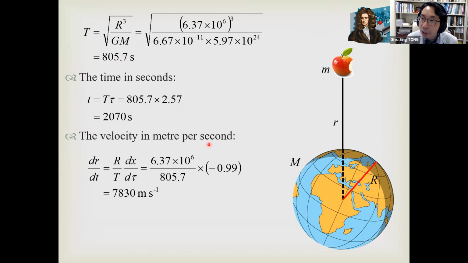And also, how about the velocity? I know that the dimensionless velocity dx/dtau is related to the real velocity dr/dt. What I mean by real velocity is the velocity expressed in SI units, meter per second, okay? And they are related to each other by a constant R over T. So I put in the constant R over T, the radius and the time scale T, and I multiply it with the value I got from the calculation. I get the true velocity in meter per second. Okay.